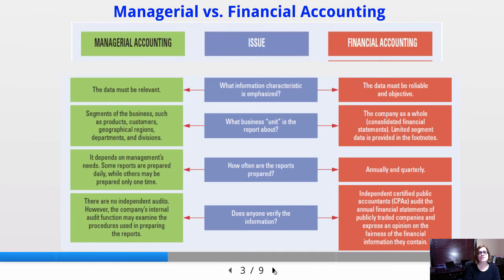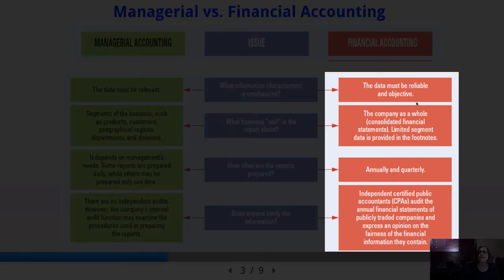So continuing with the differences between managerial and financial accounting, in financial accounting the data has to be reliable and objective. We're looking at the company in its entirety, the financial statements as a whole, and we might look at some segmented data, but that would be in the footnote disclosures. Information is prepared usually quarterly and annually for dissemination, and then we have independent CPAs that serve as external auditors, and they check these financial statements.